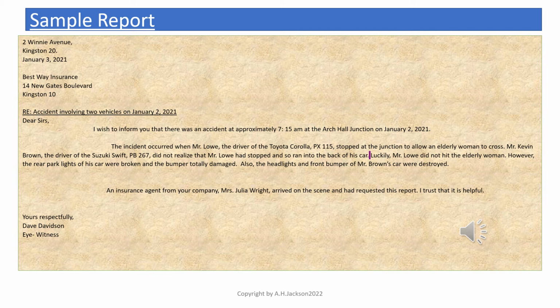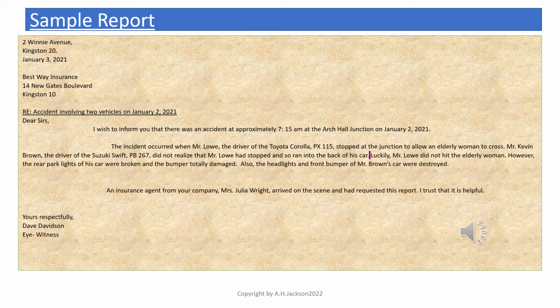at the Arch Hall Junction on January 2nd, 2021. The incident occurred when Mr. Lowe, the driver of the Toyota Corolla PX 115, stopped at the junction to allow an elderly woman to cross. Mr. Kevin Brown, the driver of the Suzuki Swift PB 267, did not realize that Mr. Liu had stopped and so ran into the back of his car.